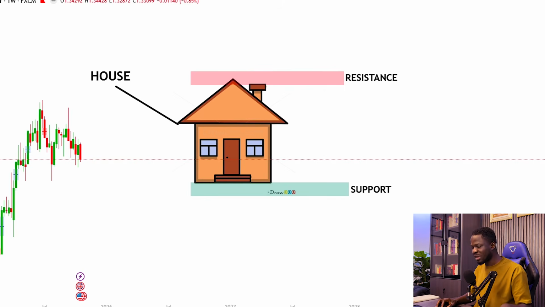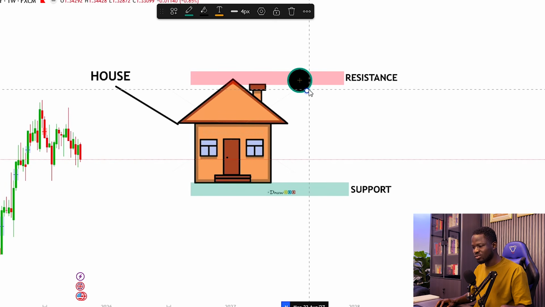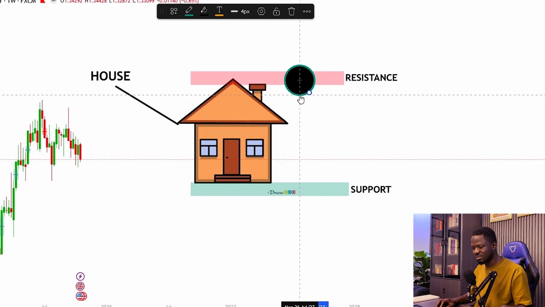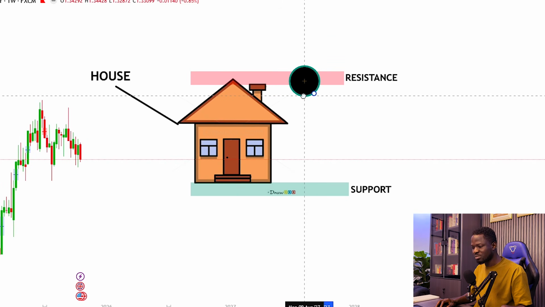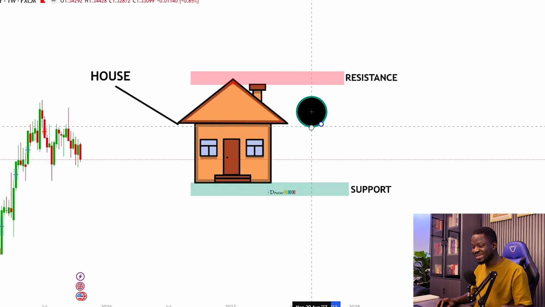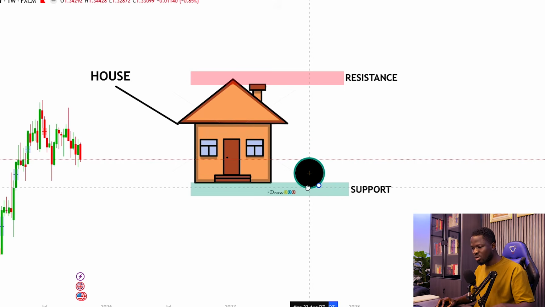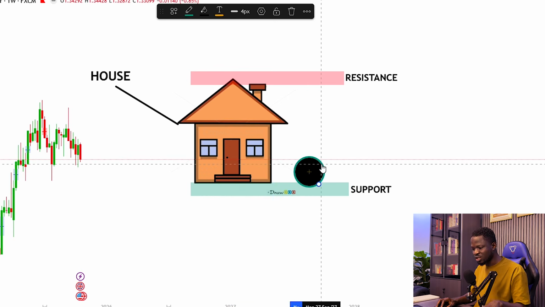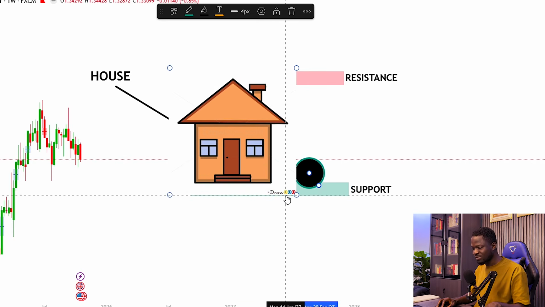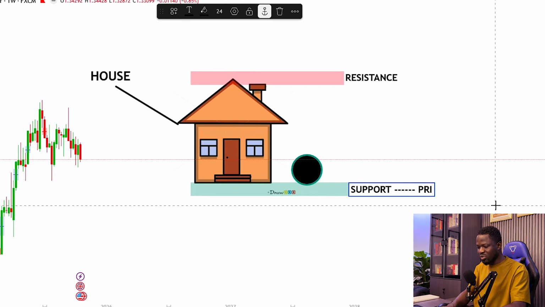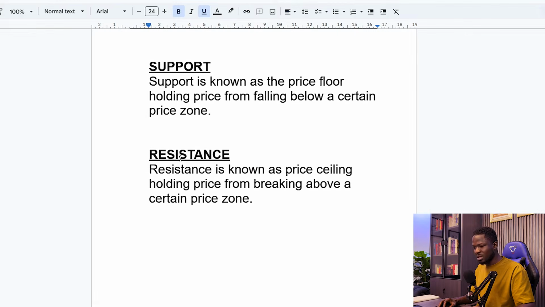For instance, let's say you are playing with a ball and you are trying to throw the ball from the ceiling. The moment the ball starts the journey from the ceiling, the next destination that is going to hold this ball from falling below the floor of your house is the floor. The moment the ball touches the floor, it will stop falling below this floor. That's why we also refer to support as price floor. Let's talk about resistance.